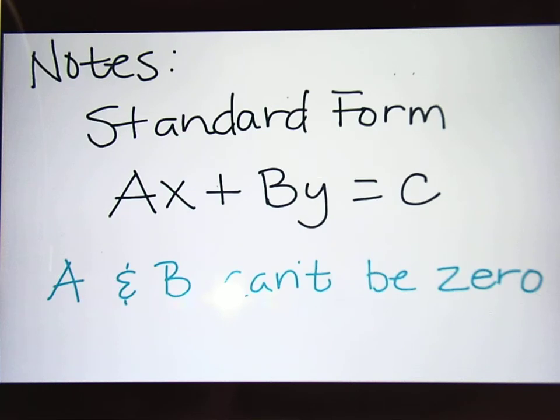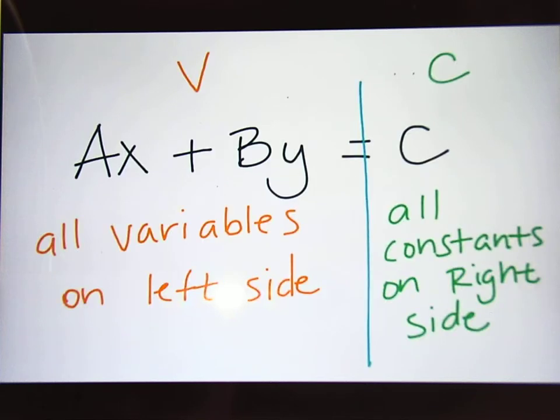And here's the start of your note. Here's the standard form, ax plus by equals c. A and b cannot be 0. Here again is the standard form equation, and if you notice here on the left side, all of the variables are on that side of the equal sign. And on the right side, all of the constants remain on that right side.